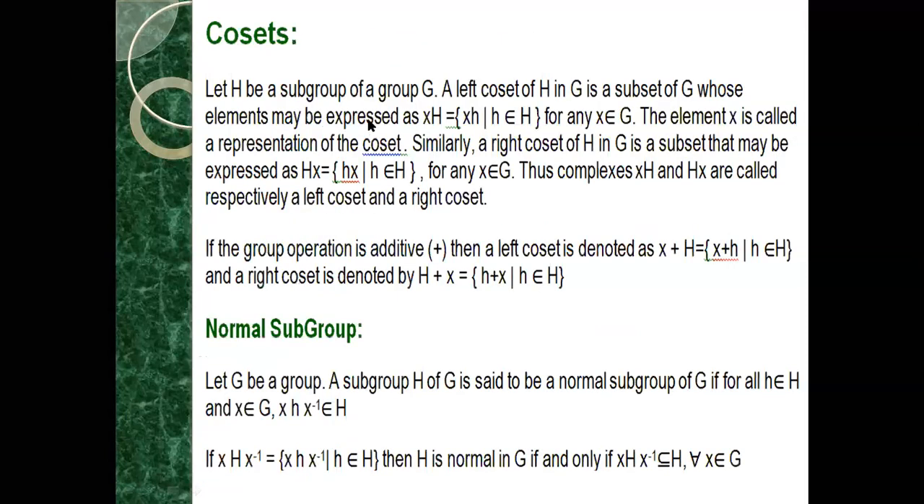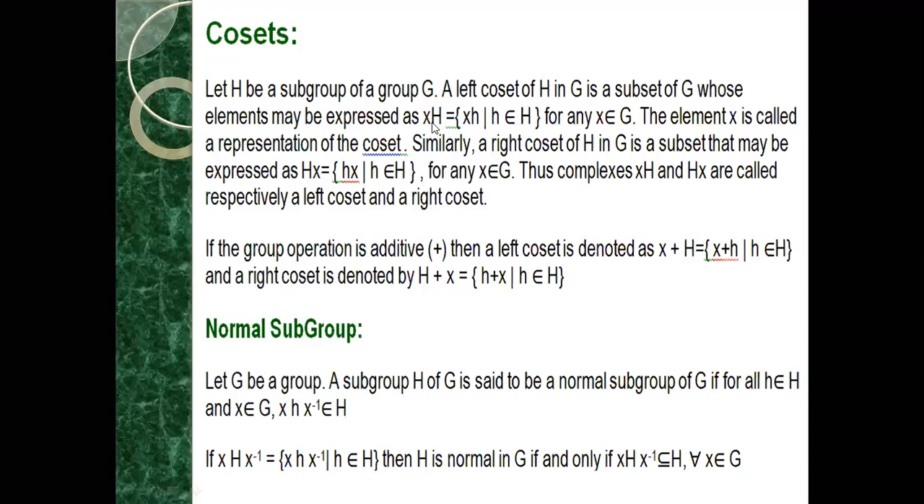Next definition, cosets. Let H be a subgroup of a group G. Subgroup means H is a subset of group G and itself a group under the binary operation defined on G. Then we say that H is a subgroup of G. A left coset of H in G is a subset of G whose elements may be expressed as a left coset.